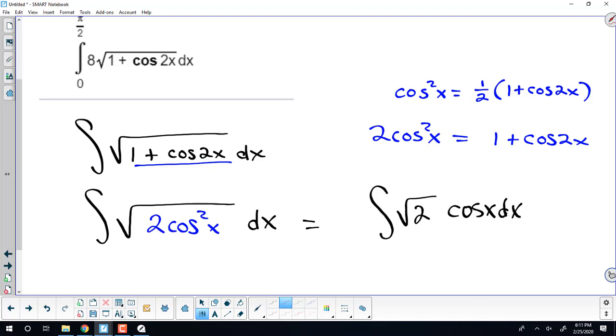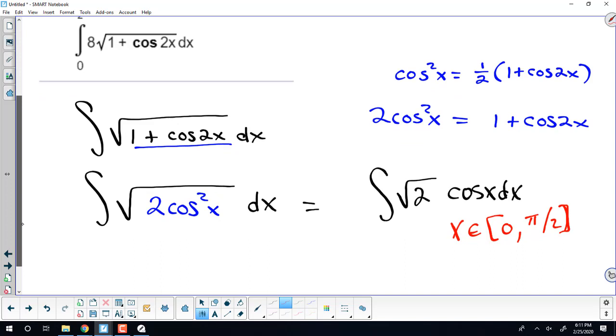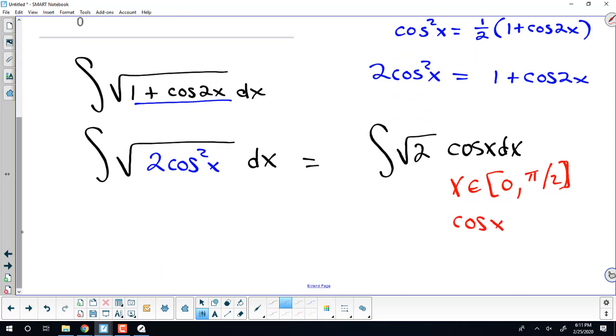So then we'll again mention that since x is in the interval from 0 to pi over 2, cosine's positive. That way we don't have to worry about this right here. Does that make sense? Do we have to write that x is in the interval 0 to pi over 2? You don't have to write that.